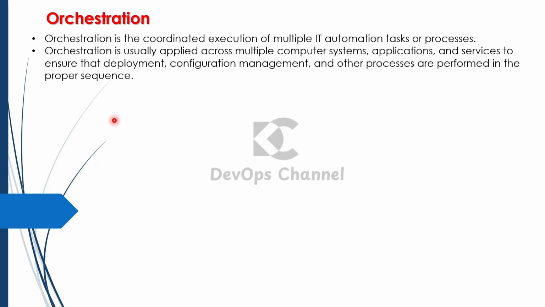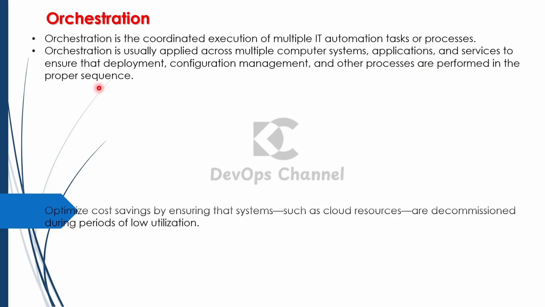Okay, so for achieving this, you have a term called orchestration. Orchestration is combining multiple executions of IT automation tasks or processes to achieve a single individual entity or application. Orchestration is usually applied across multiple computer systems, applications, and services to ensure that deployment or configuration management or other processes are performed in proper sequence.